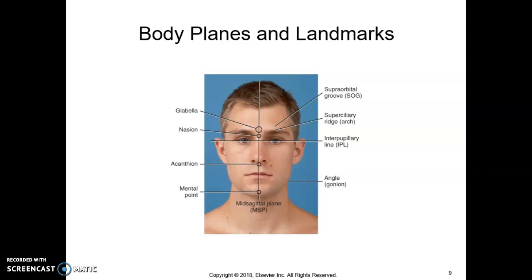If we move over to the right side of the image here, we have the supraorbital groove. Again, if you have ever seen sort of the gorilla skulls or things, they kind of have this very pronounced ridge, and so there's this area that's above that called the supraorbital groove, where it goes back to kind of being up against the flat of the forehead. The superciliary ridge, basically that's your brow line. You also have the interpupillary line. So again, that's sort of drawing a line between your pupils. This will help you kind of prevent any tilt. So it's an important one to know. And then the very last one is the angle of your mandible or your gonion. Another one of my favorite words.